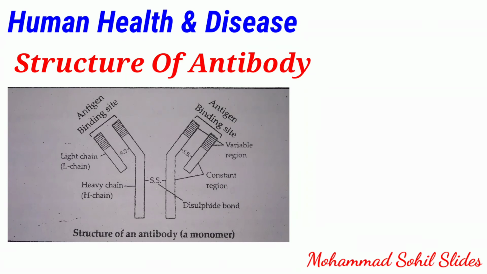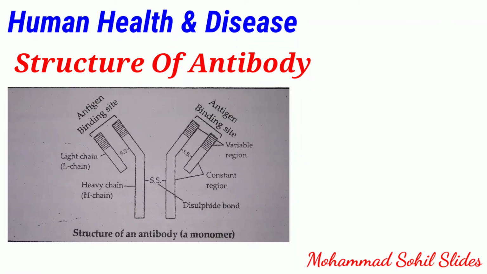The variable region consists of about 1 to 108 amino acids. It forms the antigen binding site. The constant region consists of 109 to 200 amino acids. The sequence of amino acids in the constant region is identical in different antibodies when they belong to the same class.